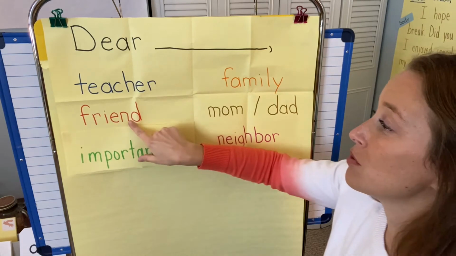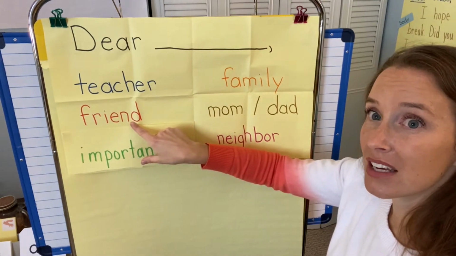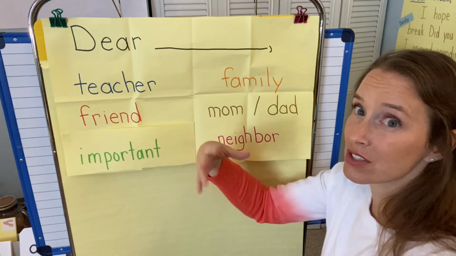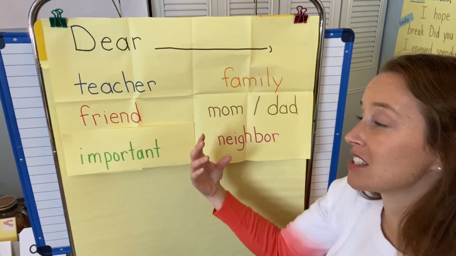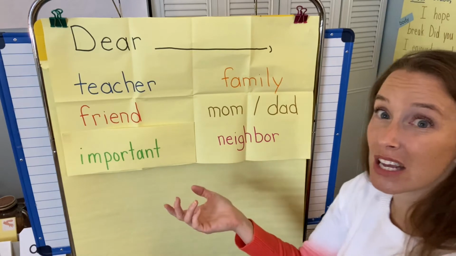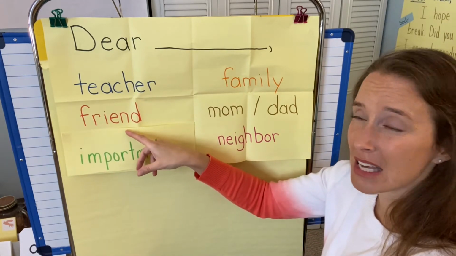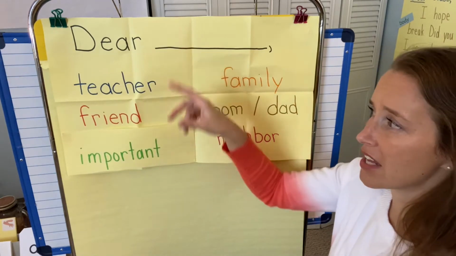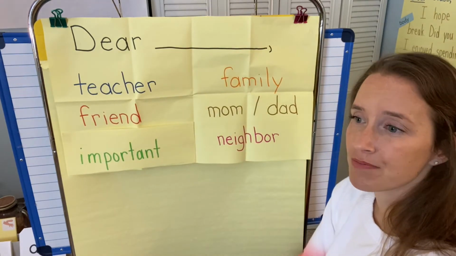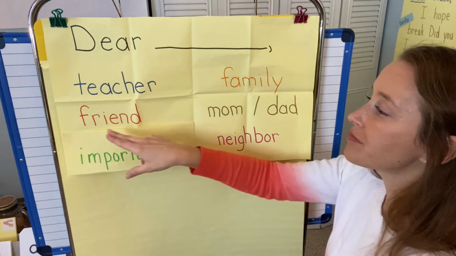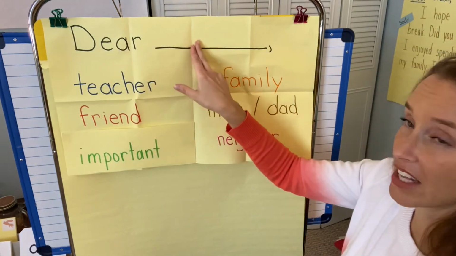You could write to a friend. It could be any friend you have, a friend at school, a friend that you're seeing in your Zoom meetings, a friend that's in your class, maybe a friend in your neighborhood. Think about what your friend's name is. We wouldn't say dear friend. We would say dear Jim, dear Susie, dear Laura. We would say their friend's name.